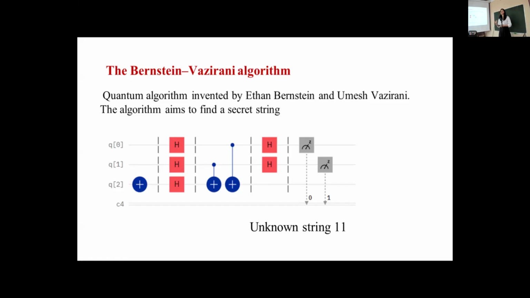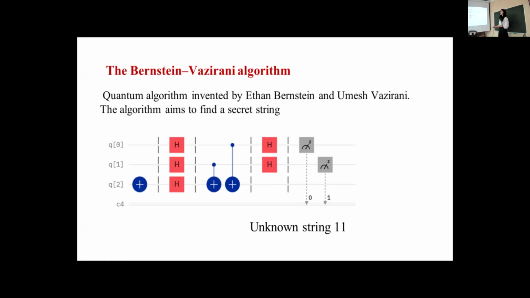In the classical case, if I ask, what numbers do I have in my secret string, I have to perform 4 manipulations. I have to ask this classical computer, what is the first number? What is the second number? What is the third number? And what is the fourth number? And I will obtain the answer.